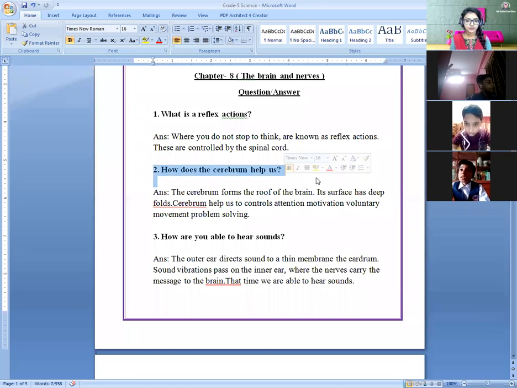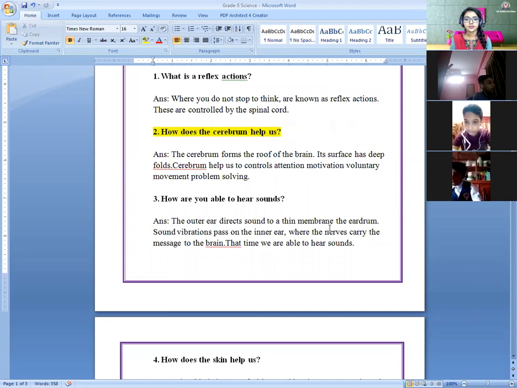Zunayat. How does the cerebrum help us? The cerebrum forms the roof of the brain, and its surface has deep folds. The cerebrum helps us to control attention, motivation, voluntary movement, and problem solving. Okay, next one we will read.